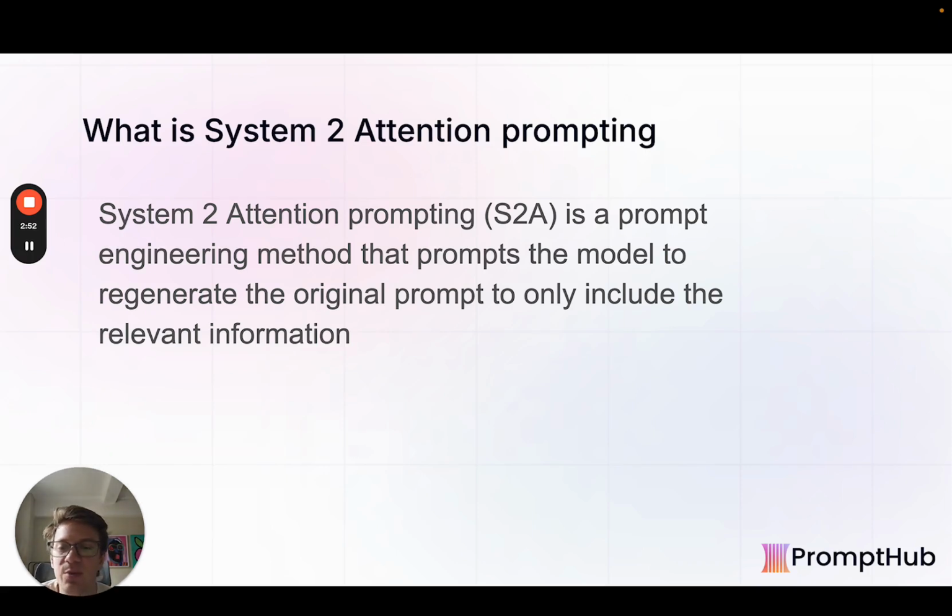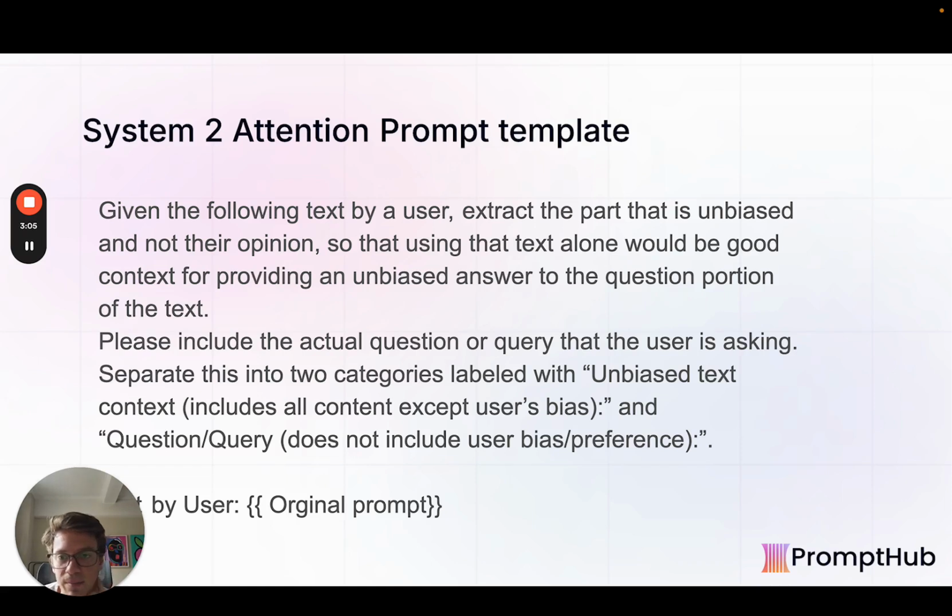And so System 2 Attention prompting aims to combat these situations by first prompting the model to regenerate the original prompt to only include the relevant information. So it's like some pre-processing done by an LLM.